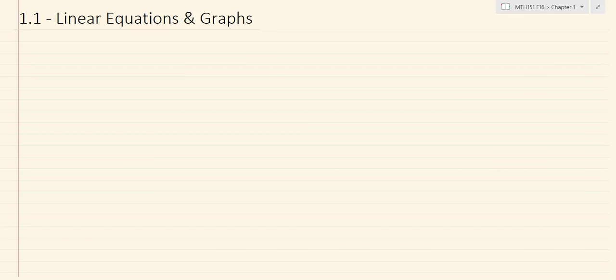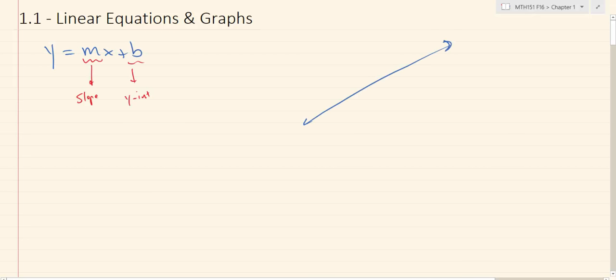Anytime you start talking about linear equations and graphs, you start with this, y equals mx plus b. Let's draw a line in the sand. And here's another line drawn in the sand. And if I wanted to compare these two lines drawn in the sand, how would I do it?